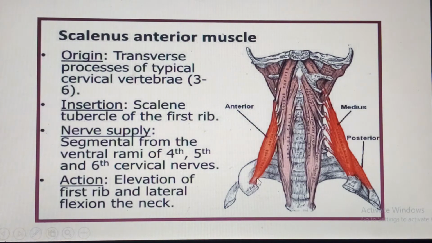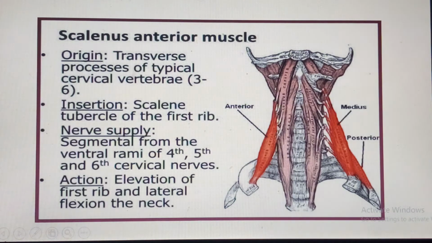Apart from that, this muscle also creates that kind of tubercle on the first rib. So it's also a very important muscle. One unique thing about this muscle too is its origin. It originates from only the transverse processes of the typical cervical vertebrae, which are C3 to C6. C1, C2, and C7 are atypical. C1 is the atlas, C2 is the axis, and C7 is the vertebra prominens. So we're taking origin from the typical vertebrae.